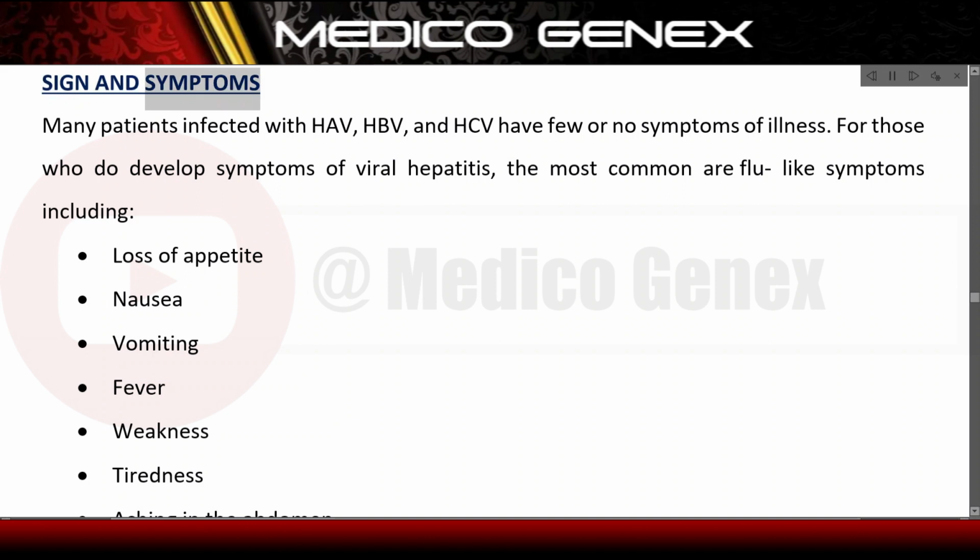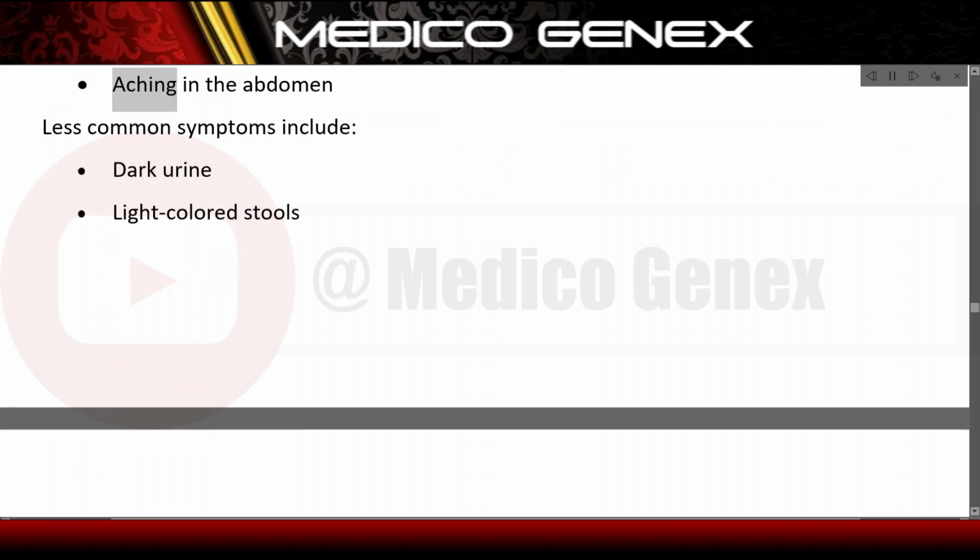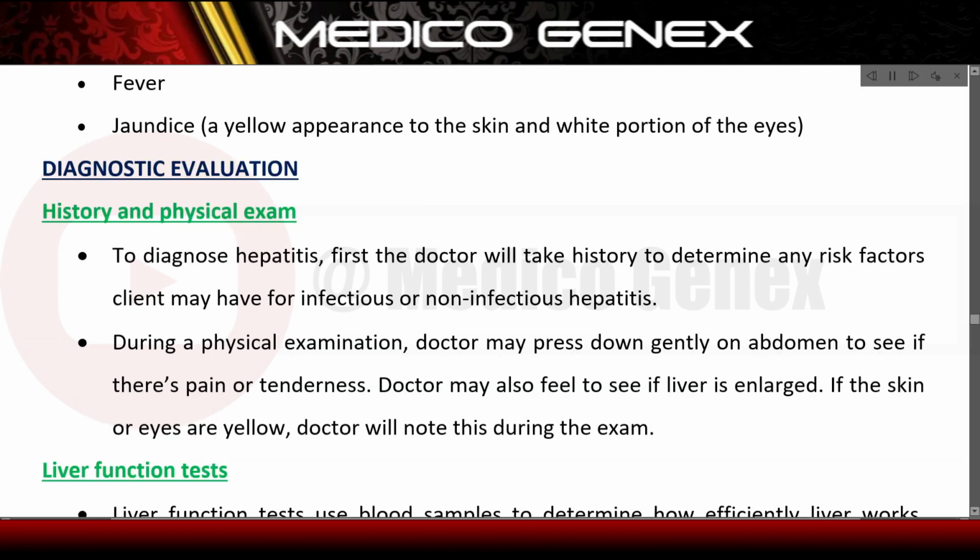Signs and symptoms. Many patients infected with HIV, HBV, and HCV have few or no symptoms of illness. For those who do develop symptoms of viral hepatitis, the most common are flu-like symptoms including loss of appetite, nausea, vomiting, fever, weakness, tiredness, aching in the abdomen. Less common symptoms include dark urine, light-colored stools, fever, jaundice, a yellow appearance to the skin and white portion of the eyes. Diagnostic evaluation. History and physical exam.